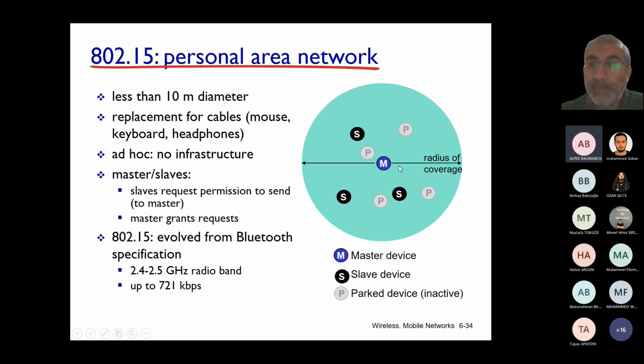So as you see, we have an M master node, we have S slave nodes, and some P nodes, which are our parked inactive devices. So how do these networks operate? In this case, the slaves request permission to send to the master, and the master grants the request. One of the popular technologies in this standard is Bluetooth, and it operates in the 2.4 gigahertz band, and the data rate it can support is up to 721 kilobits per second.